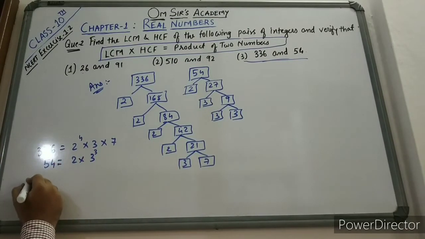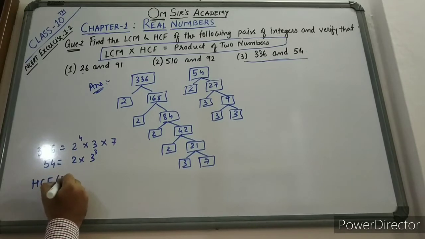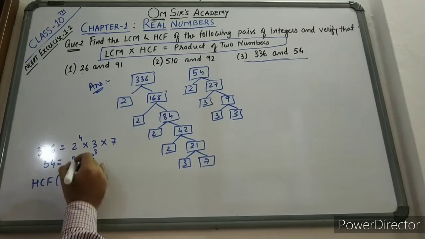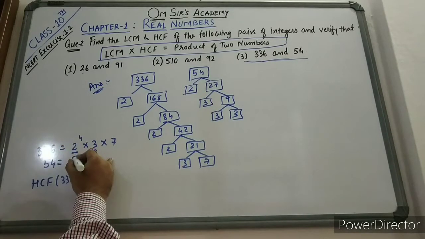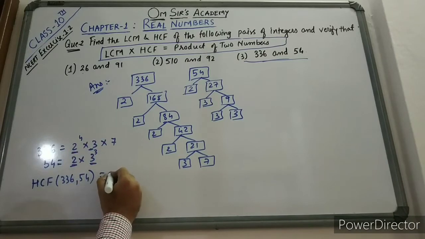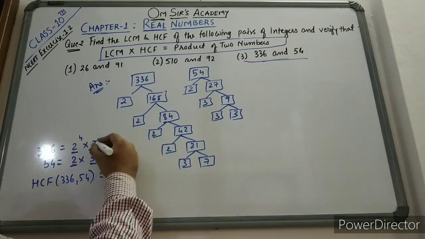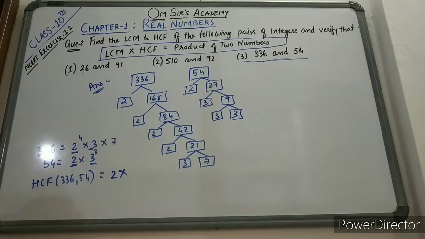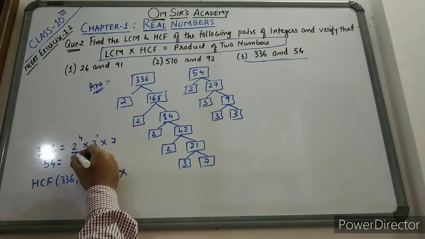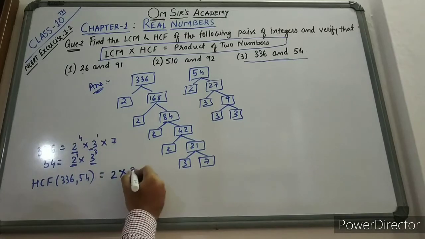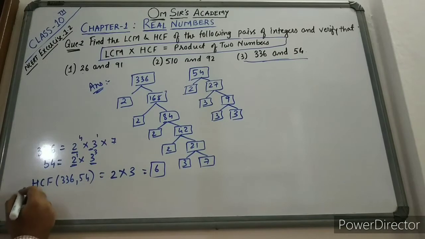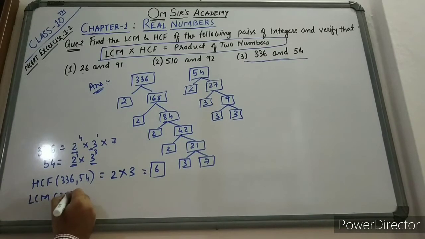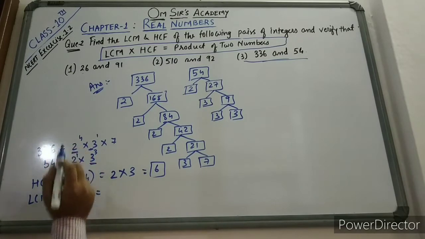So in this case the HCF of 336 and 54 will be the common factors with the lowest power. 2 is common; the lowest power of 2 is 1 (in 54), so we write only 2. 3 is also a common factor, the lowest power among 3 and 1 is 1, so 3 raised to 1 is 3. So my HCF will be 6.